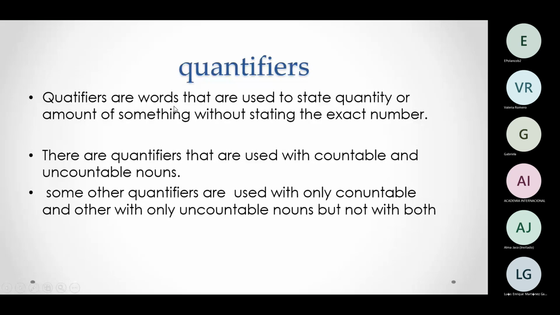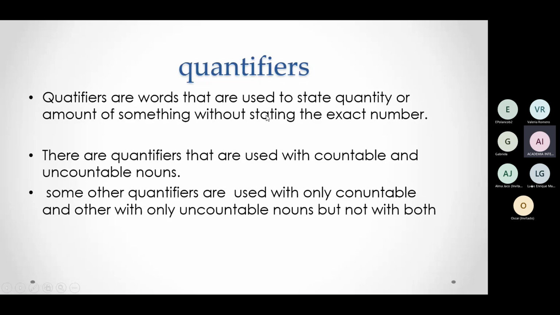Quantifiers are words that are used to state quantity or amount of something without stating the exact number. This is what I said before. Quantifiers are used to express quantity, but they don't tell the exact amount. No nos dicen una cantidad exacta. There are quantifiers that are used with countable and uncountable nouns. So we have an idea what countable and uncountable nouns are.